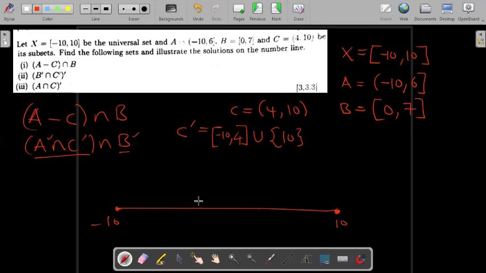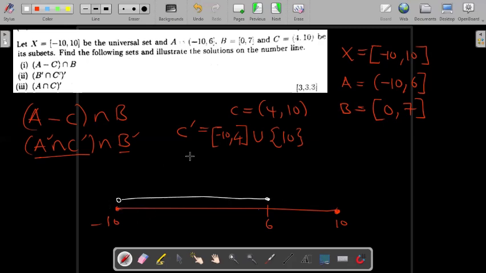So now I can plot my A. My A goes from -10 to 6. Let's say our 6 is somewhere here, and our -10 is there. So A goes from here. Look, it is open at -10. Let me use a different color for this one. Since it's open here, it goes all the way up to 6, and at 6 it is closed. So this is my set A.